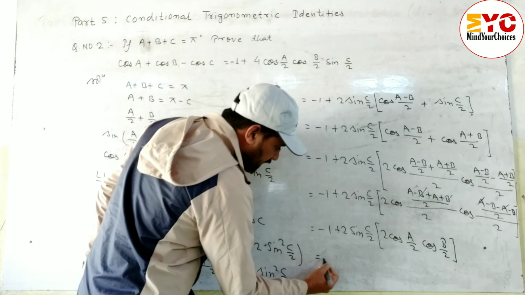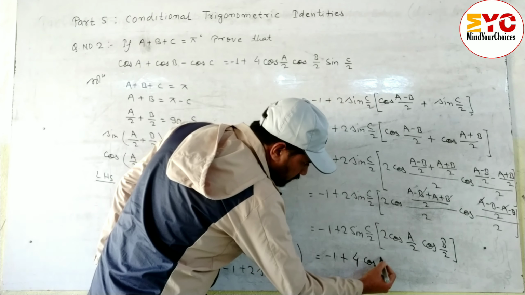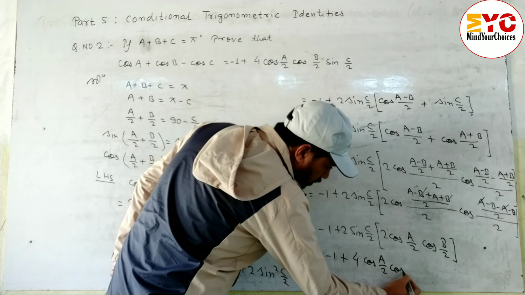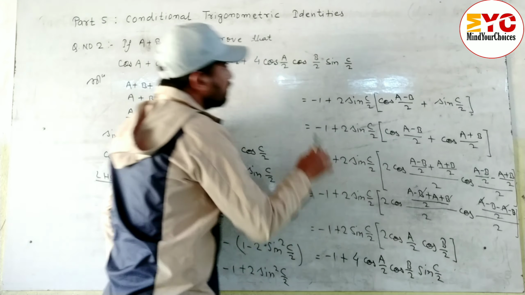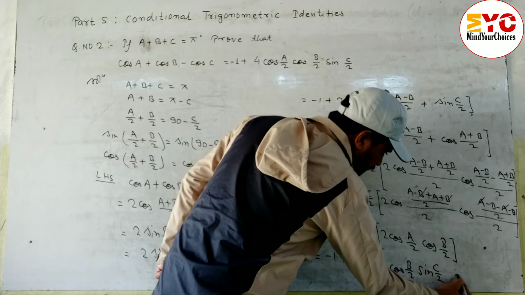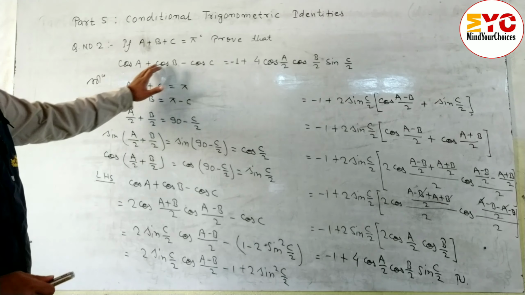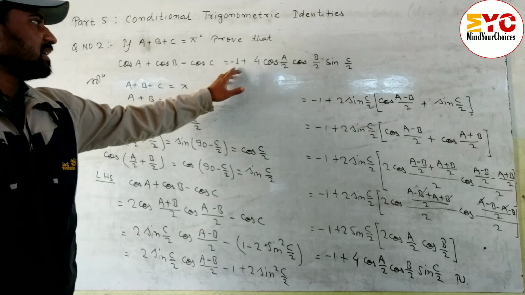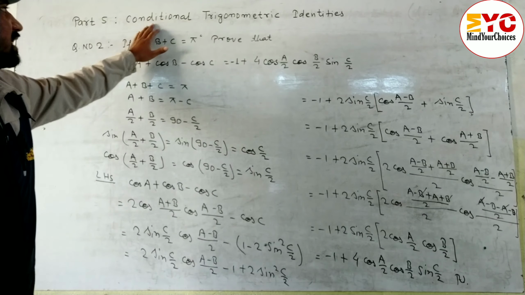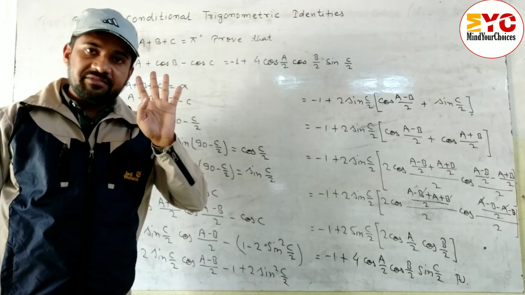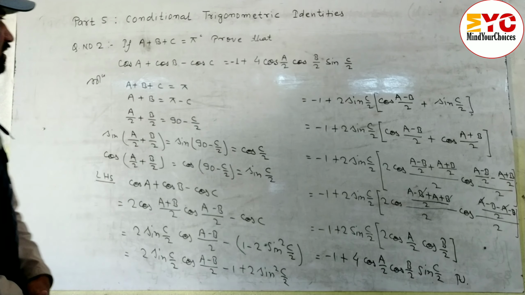Directly you can write. And after that, minus 1 plus 2 into 2, 4 cos A by 2, cos B by 2, sine C by 2, which we had to prove here. Proved. Hope you understand this question. Cos A plus cos B minus cos C is equal to minus 1 plus 4 cos A by 2, cos B by 2, cos C by 2. From conditional trigonometric identities you will get a fixed 4-mark question. Hope you understand this question.